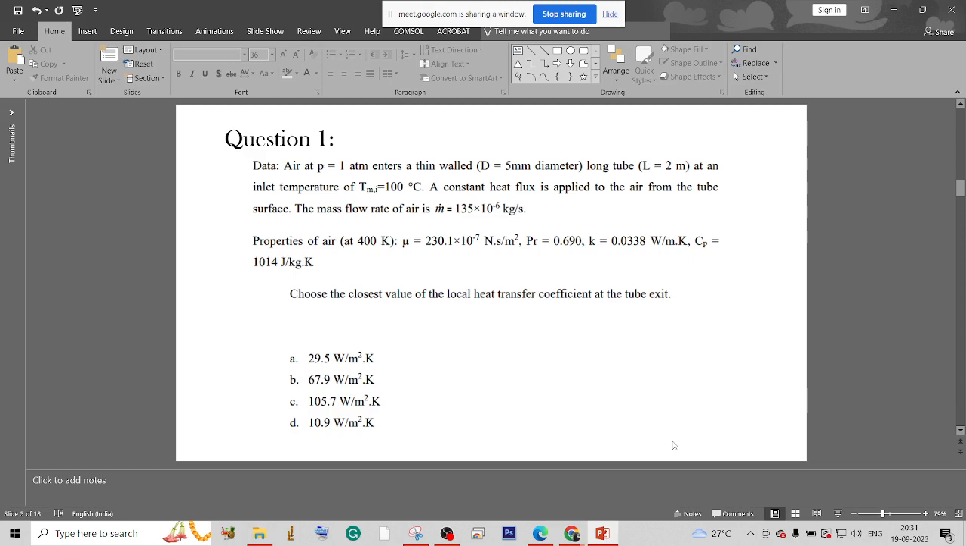We have to find the hydrodynamic entry length, that is LH, if we define it like that. It will be 0.05 into D into Reynolds number. Right, it was 0.05 into D into Reynolds number. Let us check once again. Yeah, 0.05 D into Reynolds number. Right, so this is 0.05 into dia, which is 0.005, into Reynolds number, which is 1494.